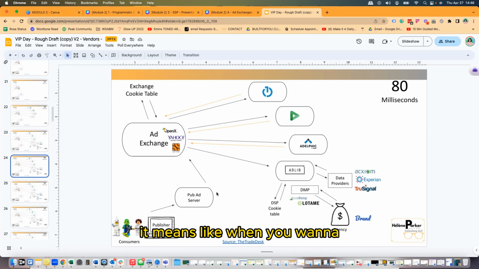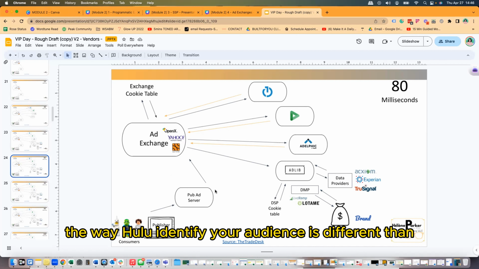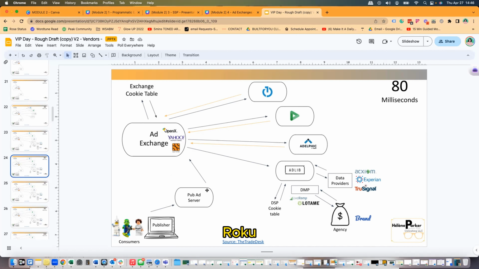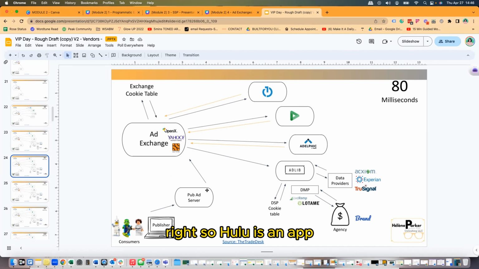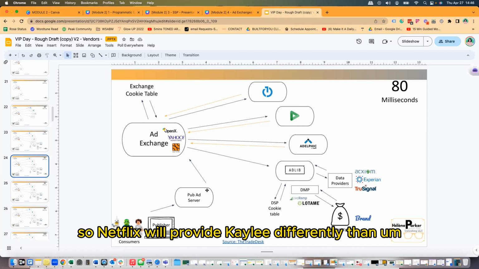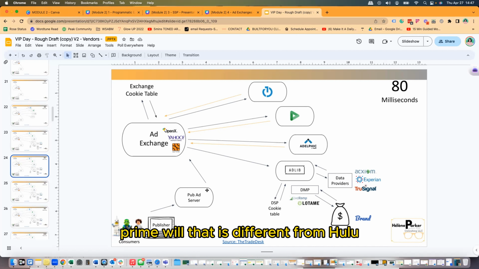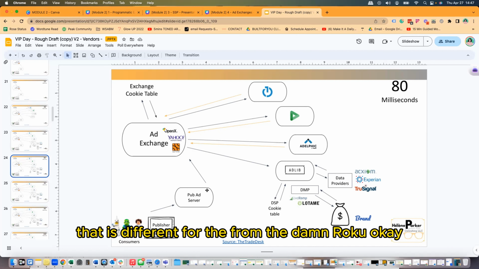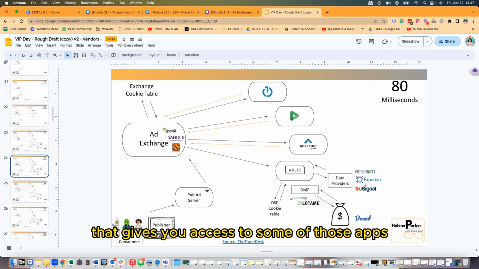It means that when you want to purchase some inventory and place it on Hulu, the way Hulu identifies your audience is different than Roku. Roku is a device and Hulu is an app, right? So Hulu is an app, and then you have Prime, and then you have Netflix. Netflix will profile Kaylee differently than Prime will. That is different from Hulu. That is different from the Roku, okay? From the device that gives you access to some of those apps. You see what I mean?